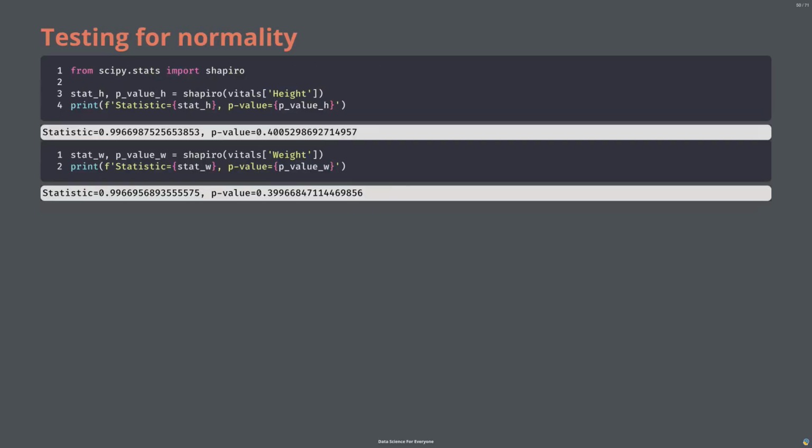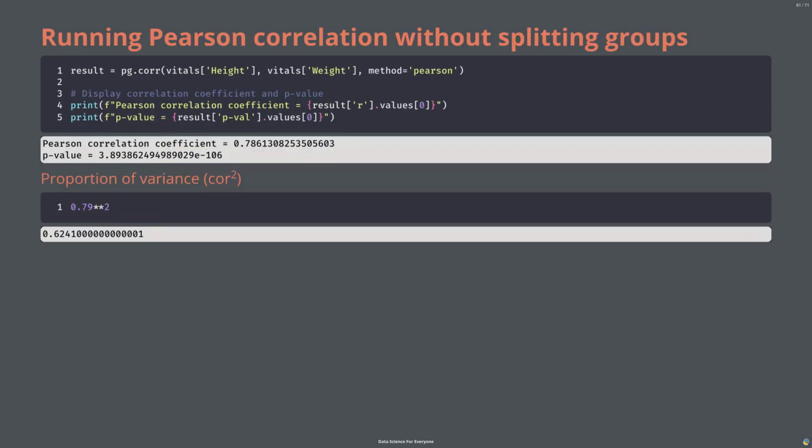The second assumption for running a correlation test is that both variables should be normally distributed. We can check this using the shapiro function from scipy.stats on the height and weight columns in the vitals dataset. If the p-values are greater than 0.05, we fail to reject the null hypothesis of normality. For both the tests, we see that the p-value is more than 0.05, and therefore we can proceed with the Pearson's correlation test.